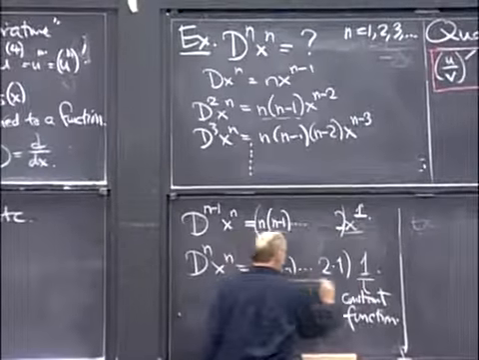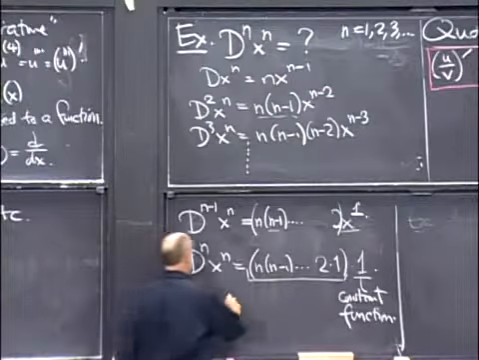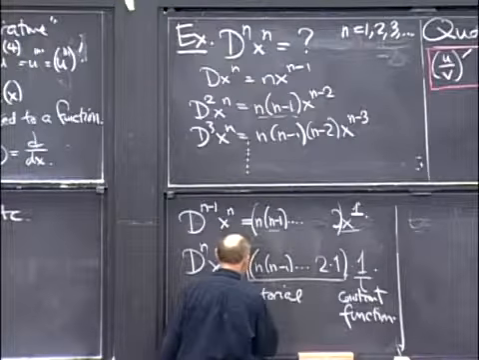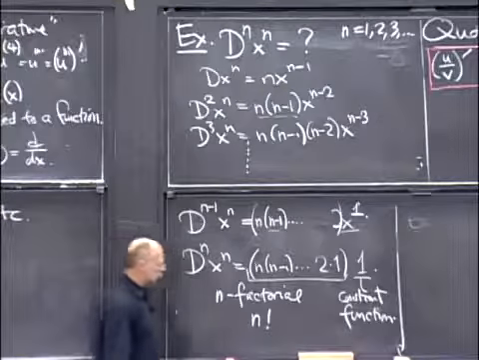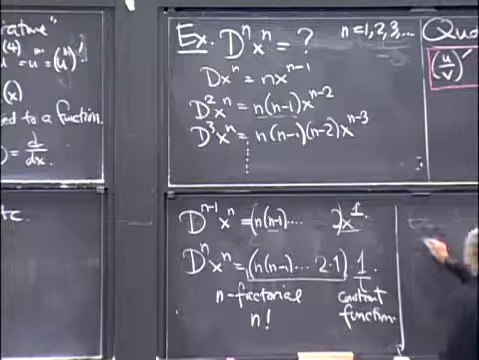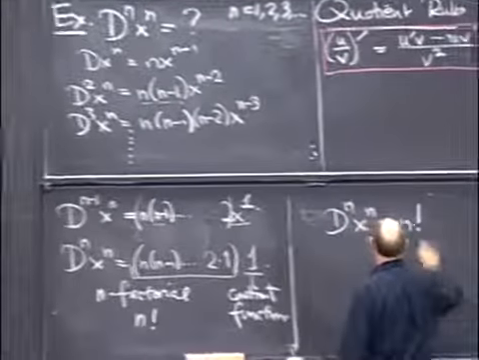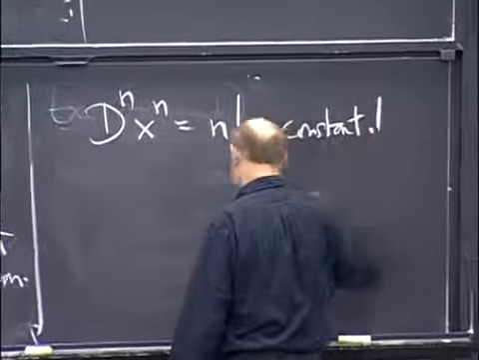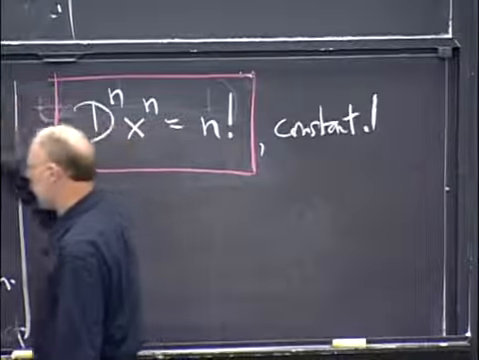Does anyone know what this number is called? That has a name. It's called n factorial. And it's written with an exclamation point. And we've just used an example of mathematical induction. So the end result is D to the n of x to the n is n factorial, a constant. Okay, that's a neat fact.